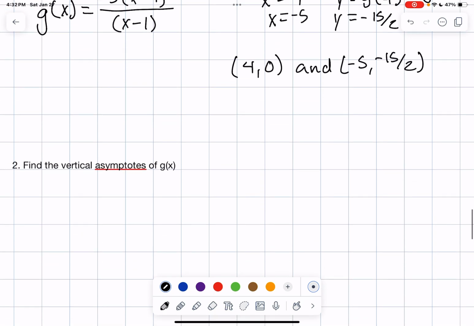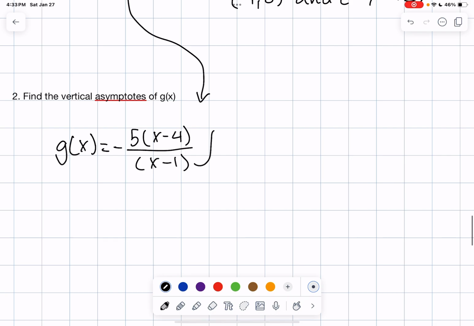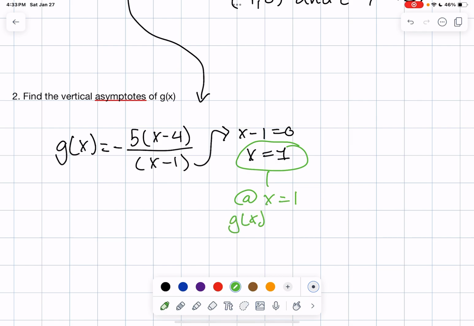Now we're going to keep using this function we found here to find the vertical asymptotes of g of x. So to find a vertical asymptote, you just want to figure out when the bottom of the fraction is equal to 0. So all we have to do is set x minus 1 equal to 0. We add a 1 to both sides, x equals 1. So at x equals 1, g of x has a vertical asymptote.